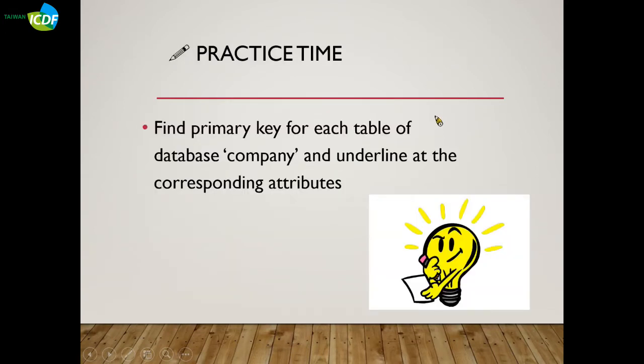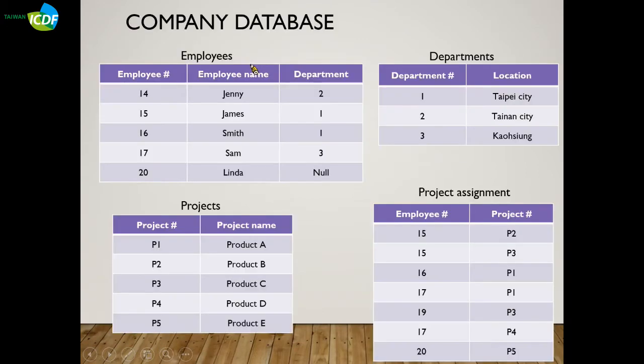If you can understand the concepts of primary keys, here we have an exercise and students can practice for 15 minutes. This exercise is: please find primary keys for each table of the database company and underline the corresponding attributes. And the company database includes 4 tables. They are employees, departments, projects, and project assignment.